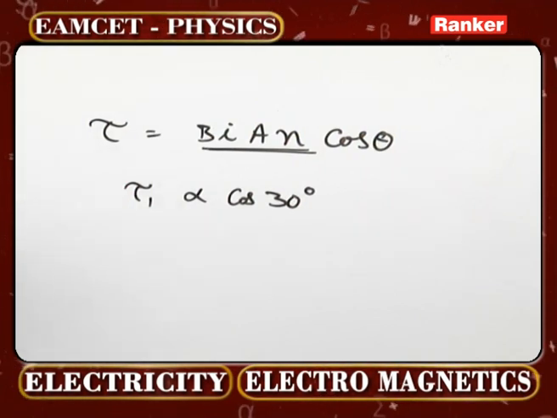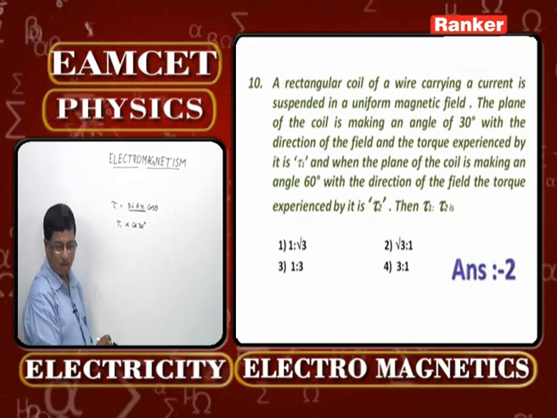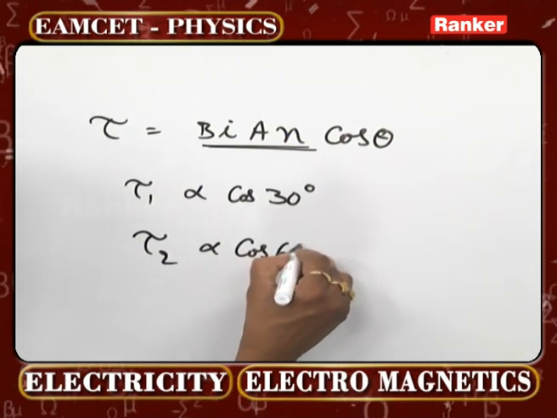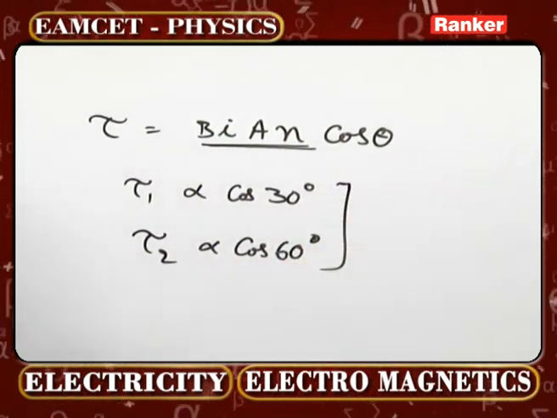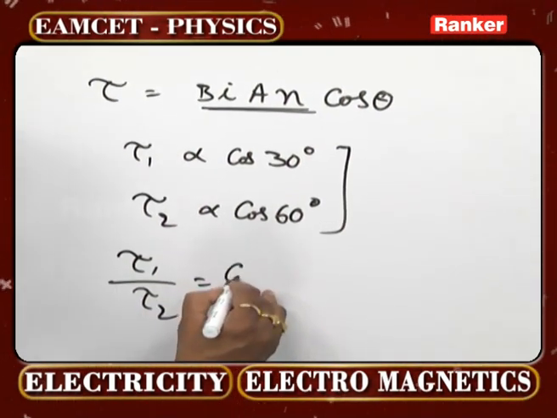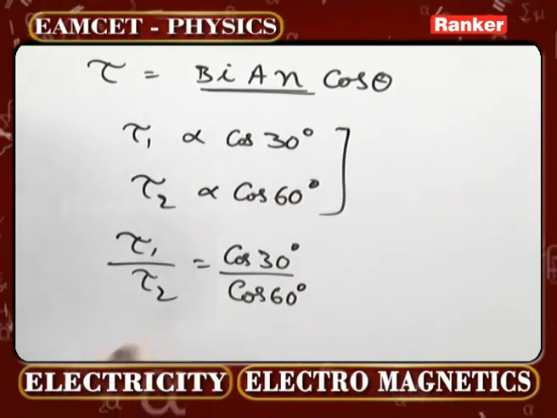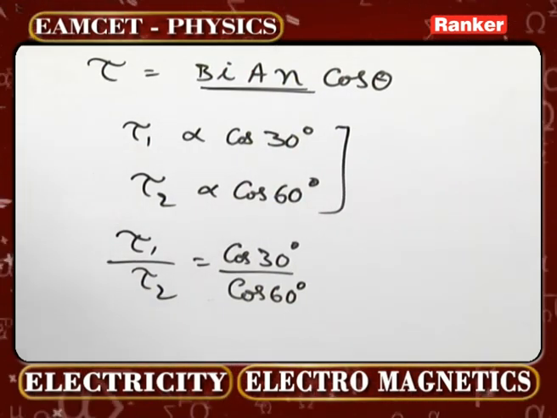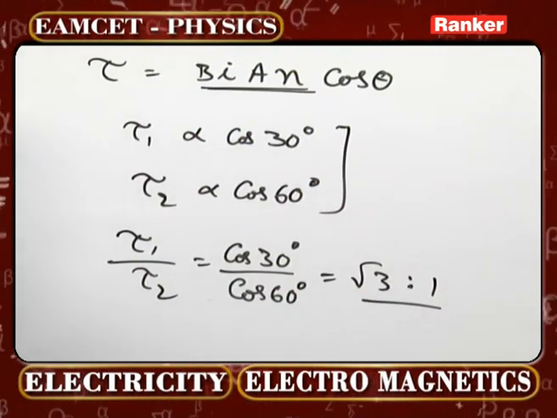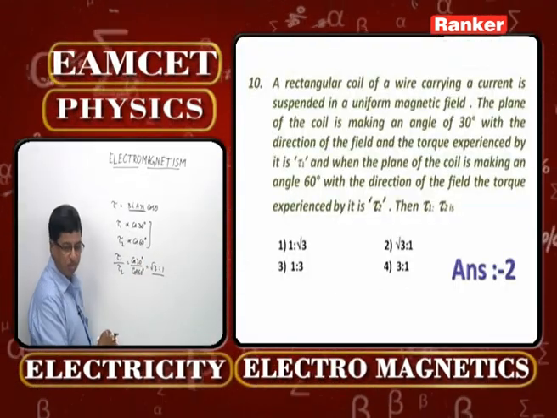And what else he said? When the plane of the coil is making an angle 60 degrees with the direction of the field, then the torque experienced by that one is torque 2. This is proportional to cos 60. I can directly write. Then what is the question he is asking? What is the torque 1 by torque 2? It is cos 30 divided by cos 60. Root 3 by 2 by 1 by 2. So what will be left over there? Root 3 will be left. That in the sense, what is the ratio? Root 3 is to 1. So second option is the correct option for this question number 10, please.